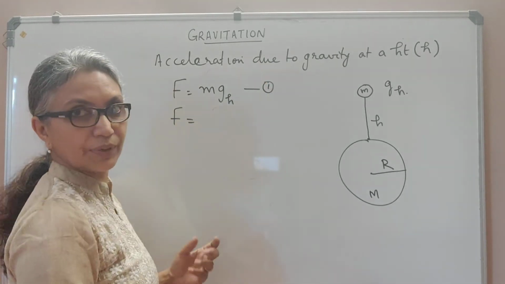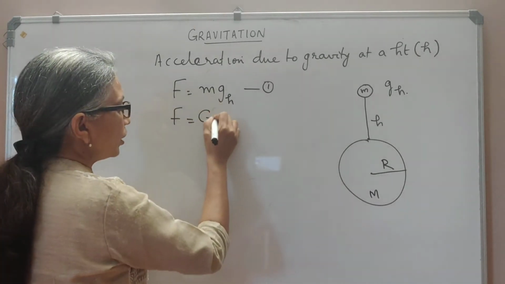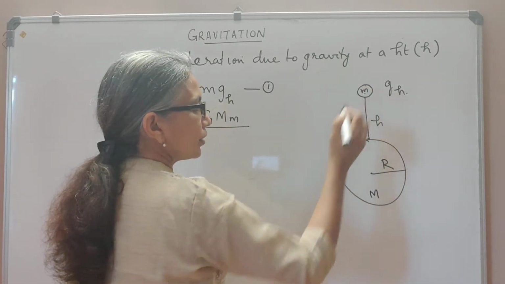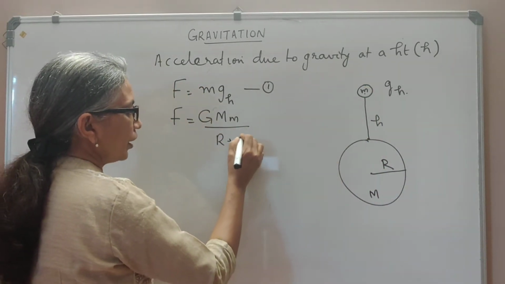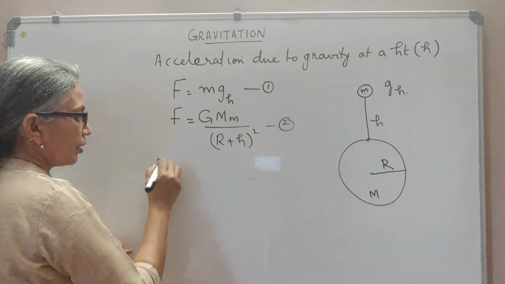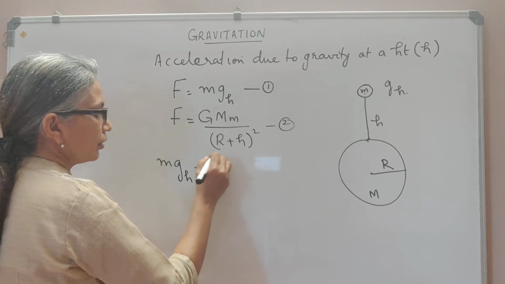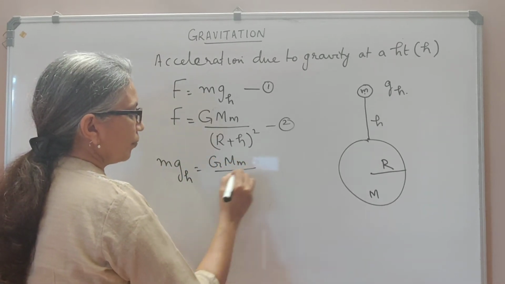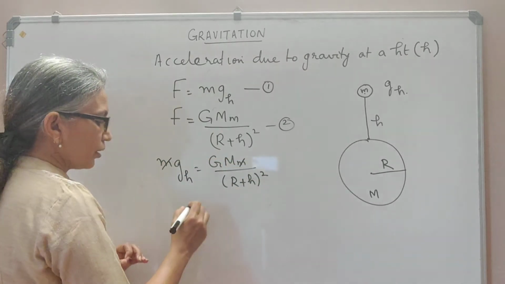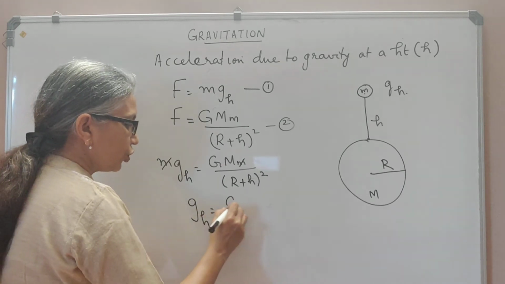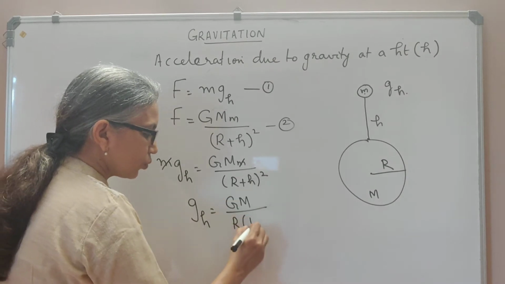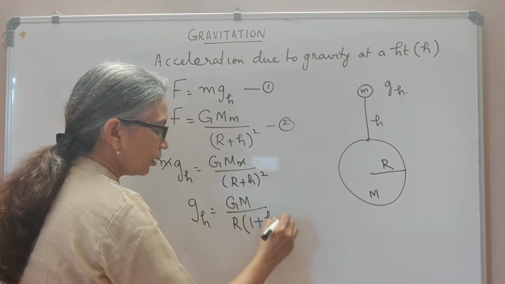This is also equal to, by the universal law of gravitation, G capital M small m divided by the distance between this center and this center, which is (R plus h) the whole square. That's my equation 2. So I may now equate the right hand sides and get G M m by (R plus h) the whole square. So I may cancel this and rewrite this as GM by, I'm going to take this R outside, so that this becomes (1 plus h by R) the whole square.